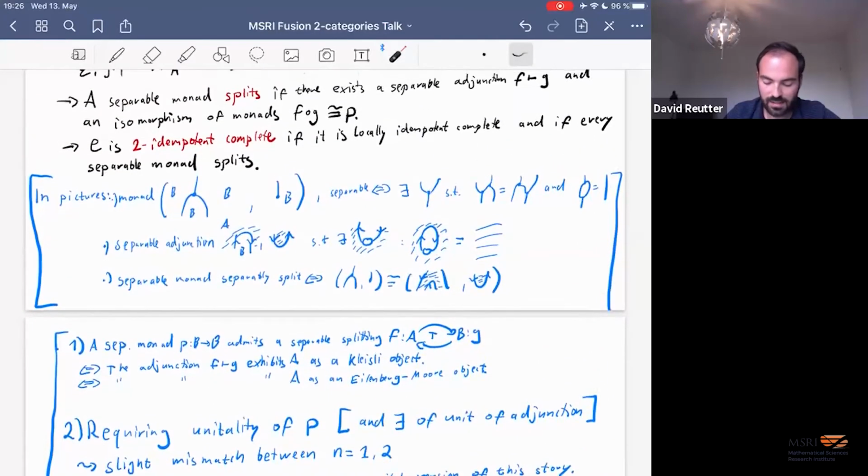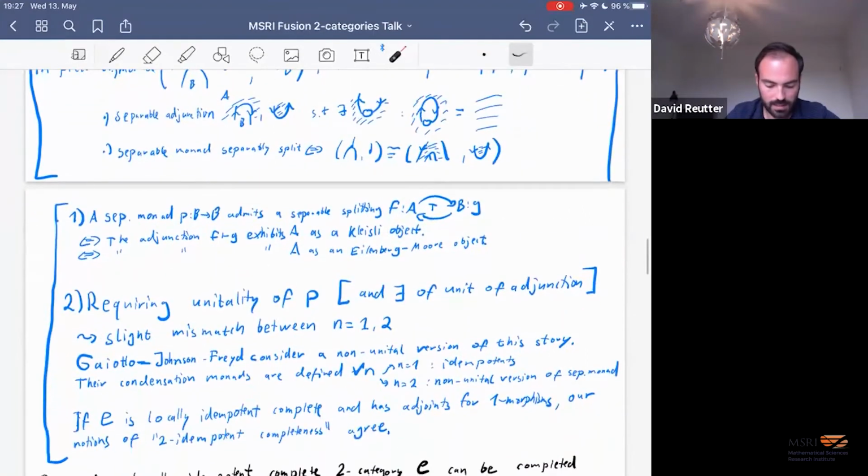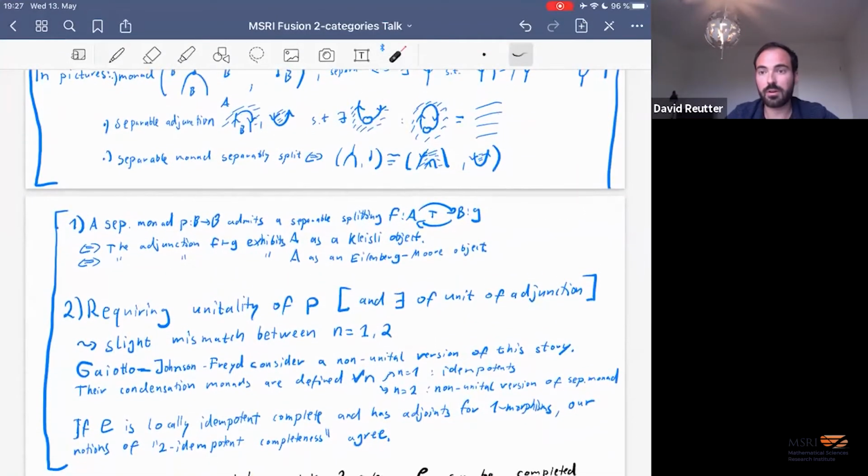So there is this requirement of unitality of p, and equivalently, on the other side of the adjunction, the fact that this actually is an adjunction, that there is a unit of this adjunction. Because this unit corresponds to the identity of the monad, it is a bit of a mismatch between dimension 1 and 2. And this is basically where the Gaiotto-Johnson-Freyd approach differs from our approach: they develop a non-unital version of the story. So their condensation monads can be defined for every n. Here we call them separable monads, they call them condensation monads. For n equal 1, they specialize to idempotents, and for n equal 2, they specialize to some non-unital version of our separable monads.